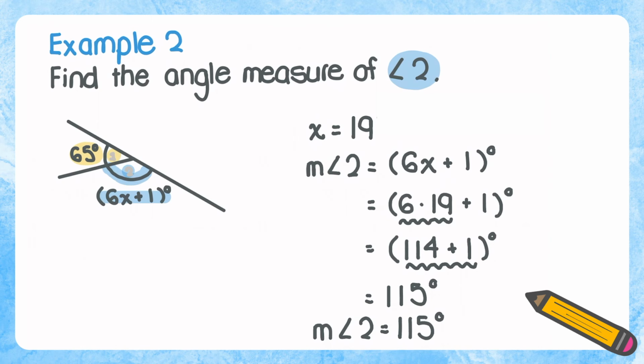So now I've solved for the entire example because I've found the angle measure of angle 2. And this is me just checking my work on the side. I can easily check by making sure the two angles add up to 180 degrees. So 65 degrees plus 115 degrees does equal 180 degrees. So we've looked at supplementary angles. Next, let's take a look at vertical angles.